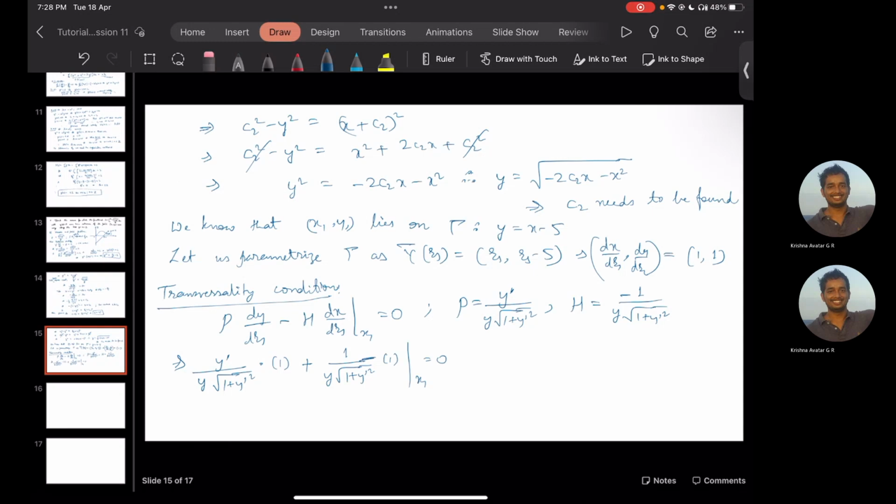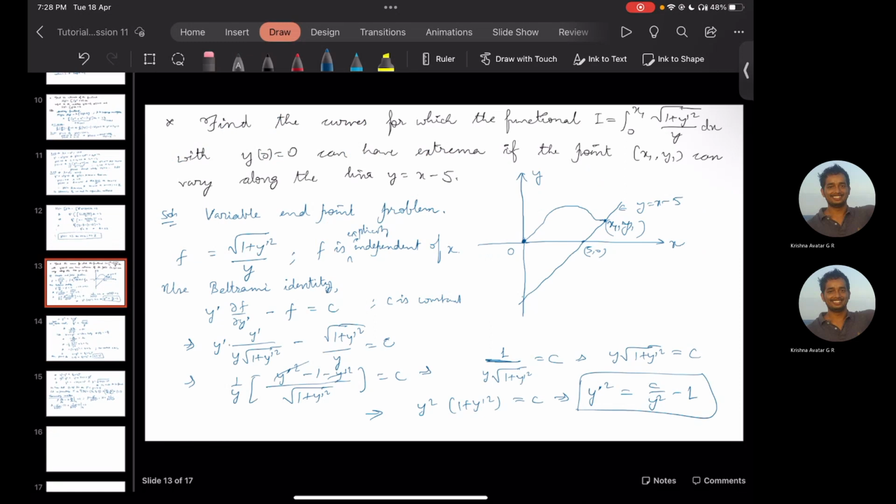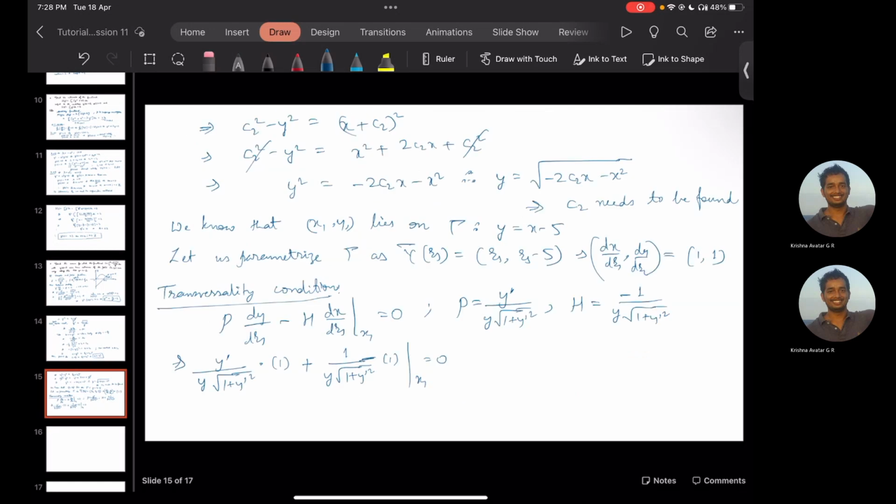Now what we see is y prime. We clearly see from here that y prime is equal to root over c minus y squared by y, is it not? And so what we do is let's substitute this here.